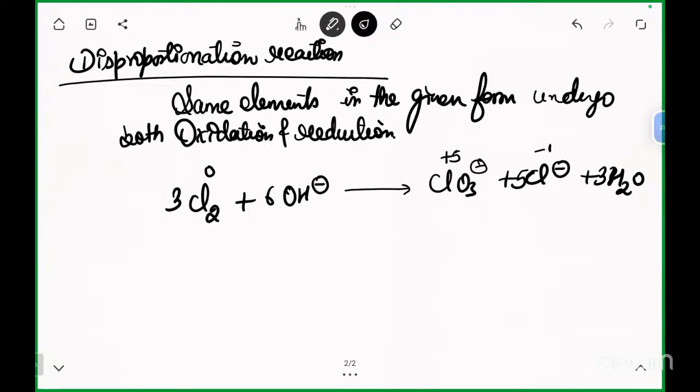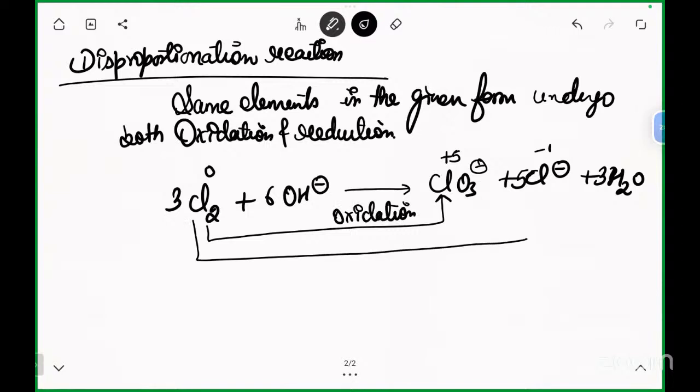You can see from 0 to plus 5, the oxidation state is increasing, so it means oxidation is taking place. While Cl going from 0 to minus 1 means it is undergoing reduction. So the Cl is going through oxidation as well as reduction. That's why we call this reaction a disproportionation reaction. Both things must occur in the same element, and only then do we say disproportionation reaction.